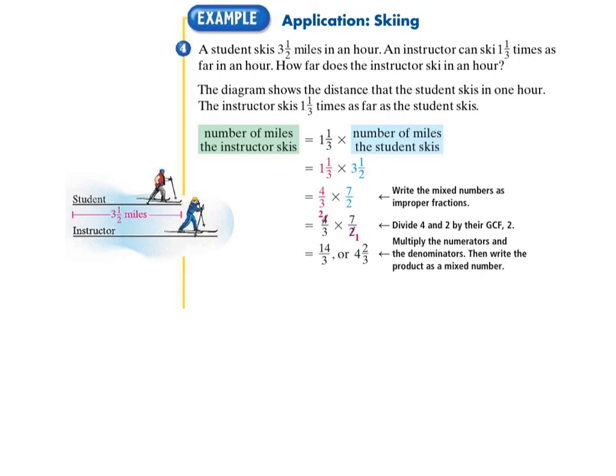Then, as we've done before, that's an improper fraction, so it has to be changed back into a mixed number. 3 goes into 14 4 times, so that becomes our whole number. 4 times 3 is 12, so 14 minus 12 is 2. 2 gives us our new numerator, and your denominator stays the same. So your final answer is 4 2/3. So the instructor skis 4 2/3 miles in 1 hour, where the student can only ski 3.5 miles in 1 hour.